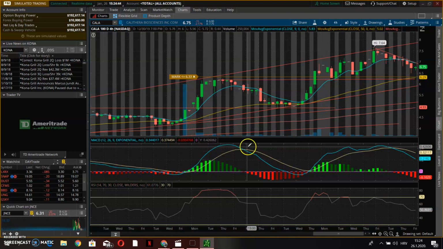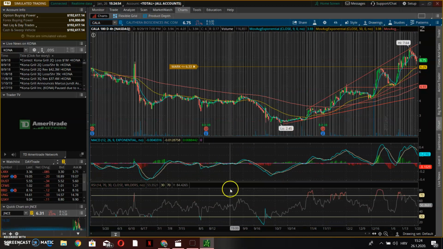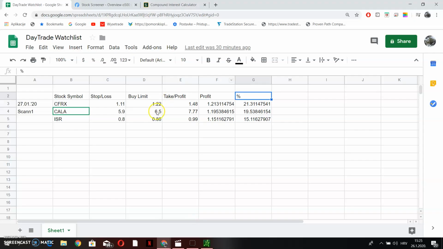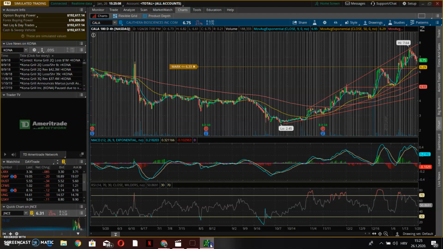enter. Usually this MACD is pretty clear, RSI is pretty clear, the pattern is pretty clear. This is a really good thing to trade for me. Okay, you have to set take profit and all that before you do anything else. Okay, take profit. We're gonna buy it at 6.5, sell it at 7.77.